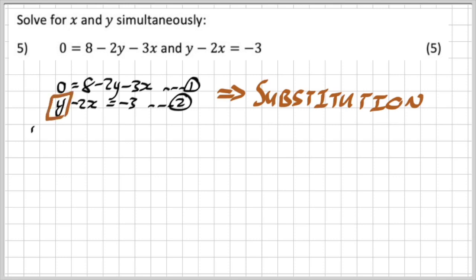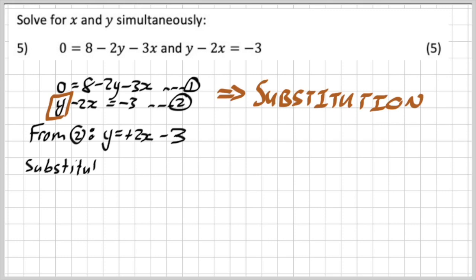Step 1, I'm going to get y alone. So from the second one, I'm transposing, or I'm adding the 2x on both sides. So I'm left with y equal to 2x minus 3. Then I need to substitute this back into now the first one because I haven't used it. So I'm replacing every y with 2x plus 3, 2x minus 3, my apologies.